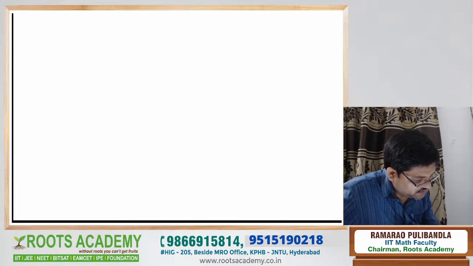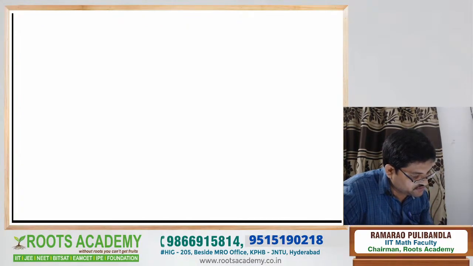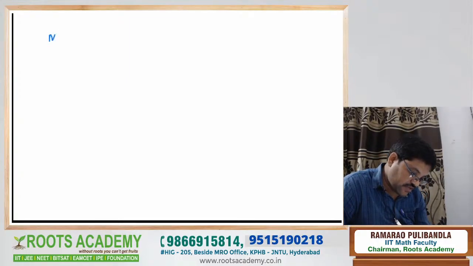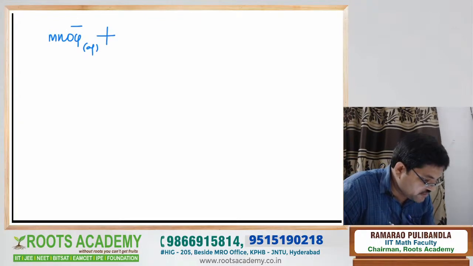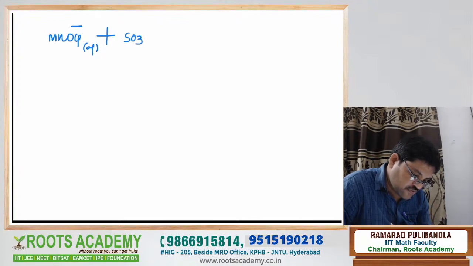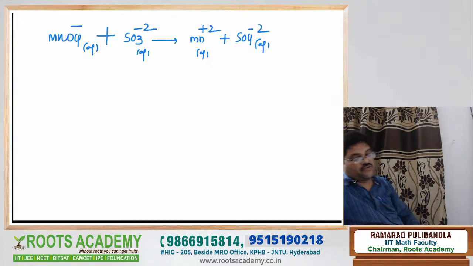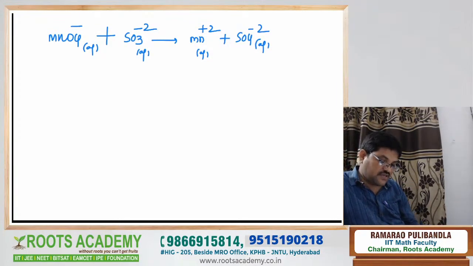Now regarding the next point, we take the next example for balancing in acidic medium. Now for that what you write? MnO4 minus aqueous plus, so what you write here? SO3 minus 2 aqueous gives rise to Mn plus 2 aqueous plus SO4 minus 2 aqueous in acidic medium. One more example for balancing in what medium, Nana? Acidic medium. Now see this equation, Nana.